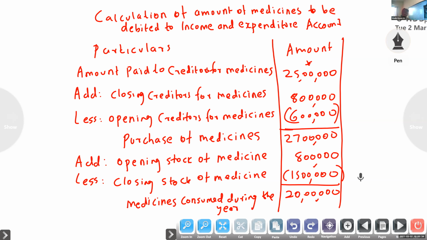Then here one more question is there. Also present the relevant information in the balance sheet. We have to prepare the balance sheet on 31st March 2018. Okay. Balance sheet 2018, only two items there. So here you have to look, stock of medicine also there, creditors for medicine also there. Closing stock, asset or liability? Only we have to prepare the balance sheet.